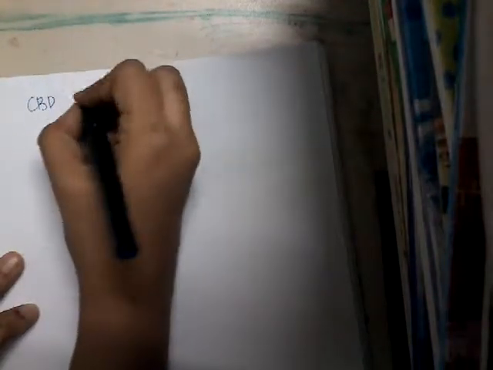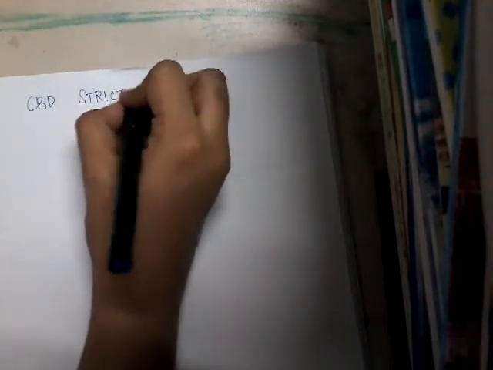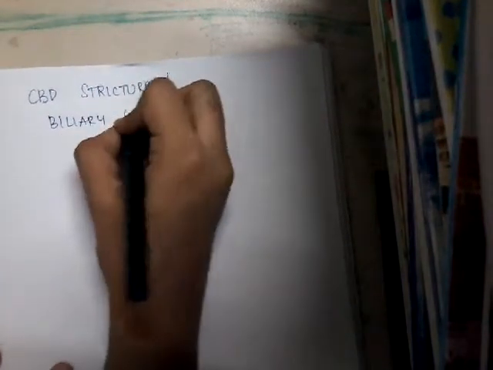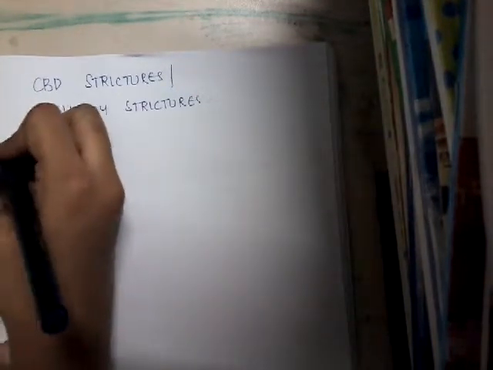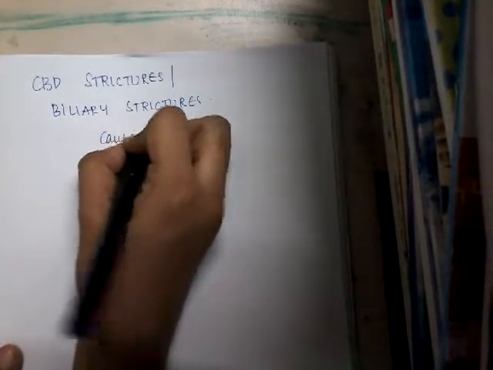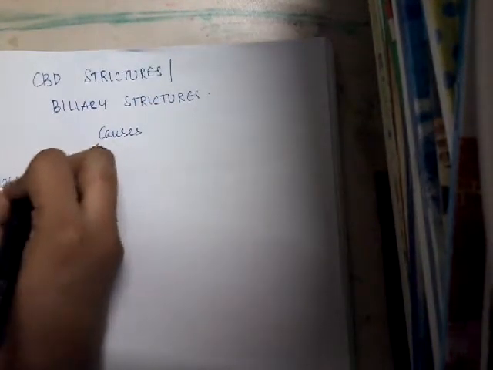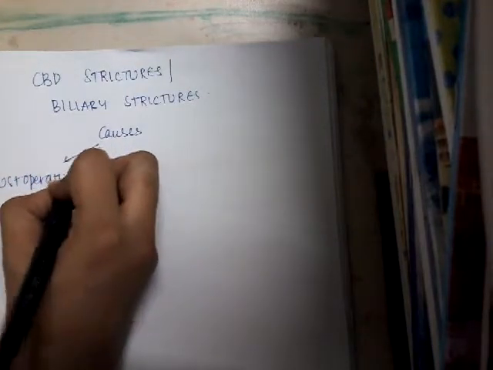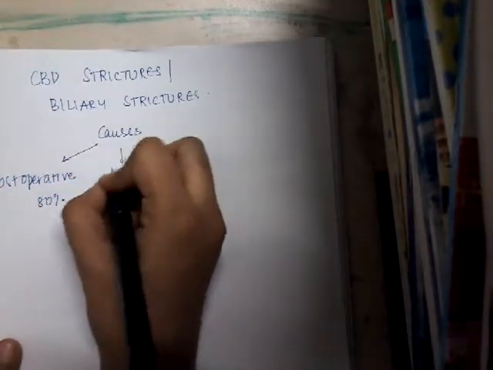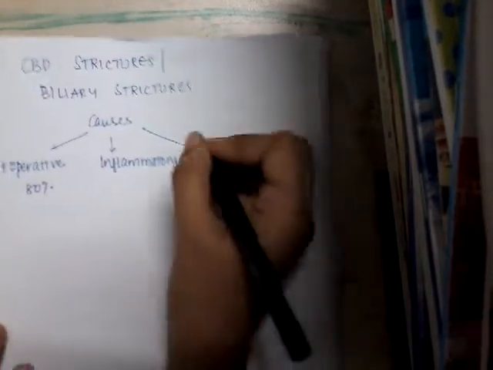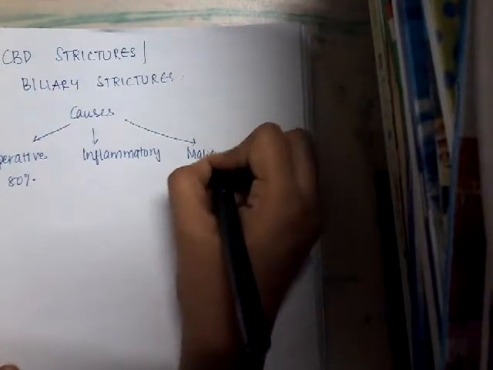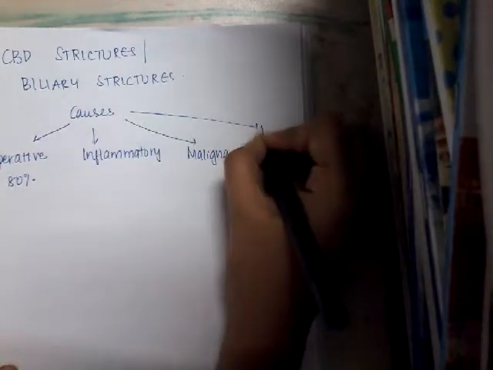Hello friends, let us learn about a new topic today, that is CBD strictures. That is common bile duct strictures, or it is also called biliary strictures. So what are the causes of these strictures? The causes are mainly divided into postoperative causes, which is common in 80% of the cases, or it can be inflammatory causes, which can occur due to recurrent inflammations, or malignant causes, and finally traumatic causes.